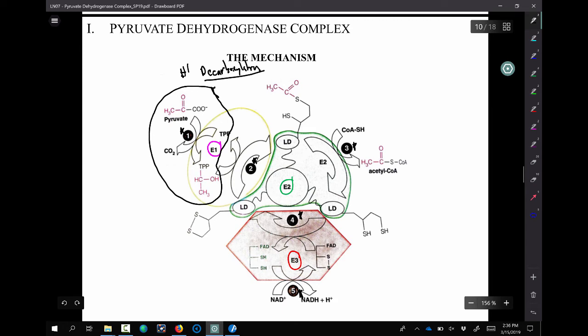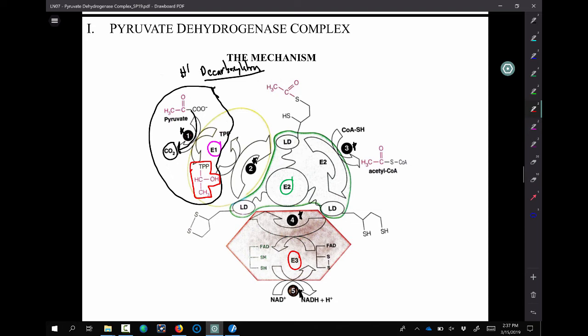Okay, pyruvate's going to enter into this. You're going to see CO2 leave, and you're going to get essentially the acetyl group. Okay, that acetyl group is going to be attached to TPP. You have to have TPP to do this, thiamine pyrophosphate. It is a coenzyme that's absolutely required to decarboxylate pyruvate.